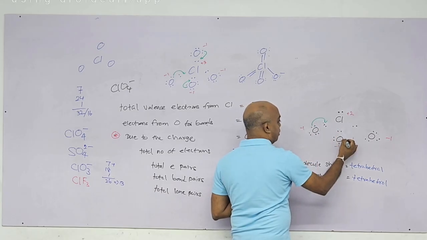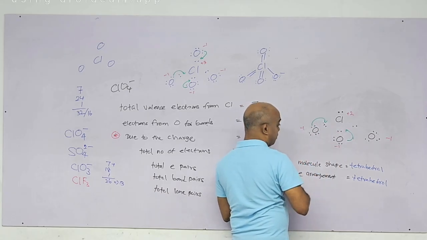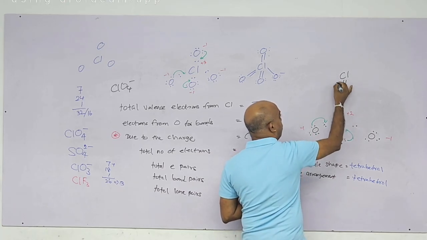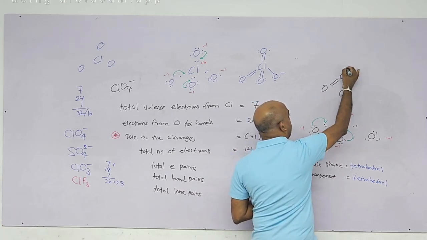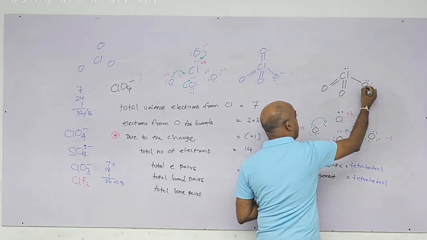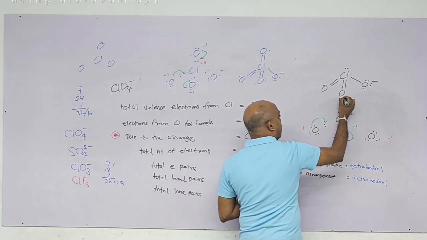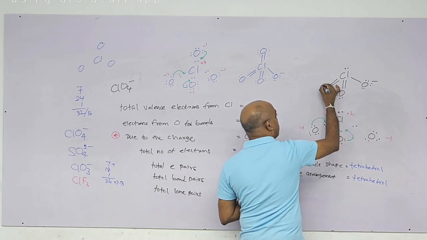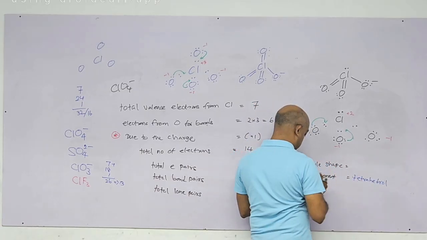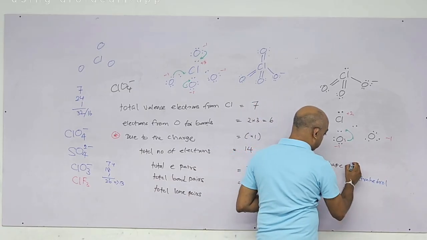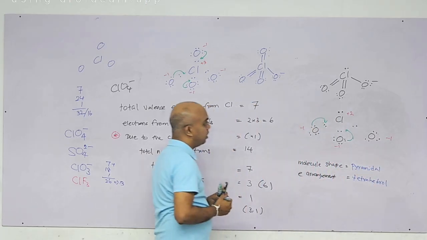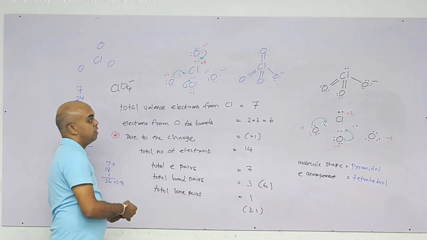So like this. So at the end of the day we will have a double bond O, lone pair, single bond O, and there are 3 lone pairs here with the minus charge, and 2 lone pairs and 2 lone pairs here. The molecule shape is pyramidal. Electron arrangement is tetrahedral. So this is ClO3 minus.